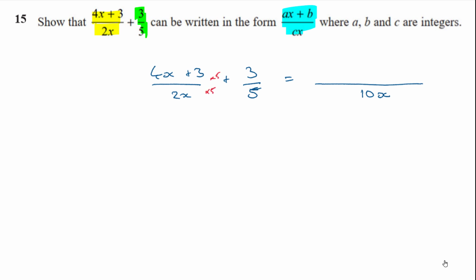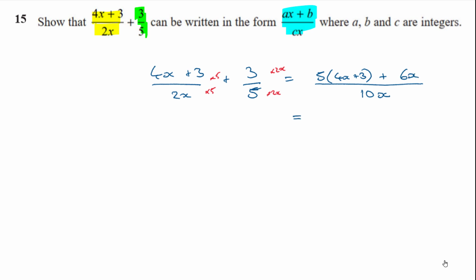So on my numerator, I'm going to get 5 lots of 4x plus 3, aren't I? Okay. And then plus, how many times does 5 go into 10x? I would have multiplied that by 2x to get 10x. So I have to do the same thing with that. I have to multiply that by 2x. So 3 lots of 2x, that's 6x, isn't it? Okay, so that's what I get.